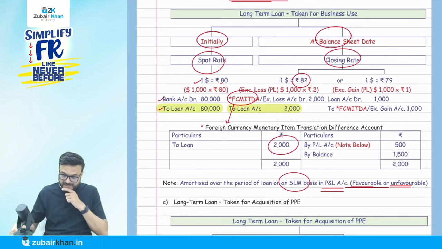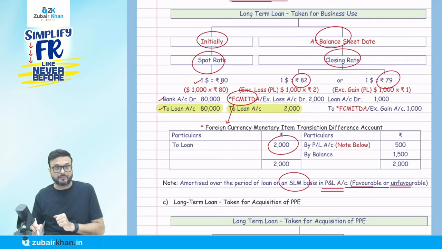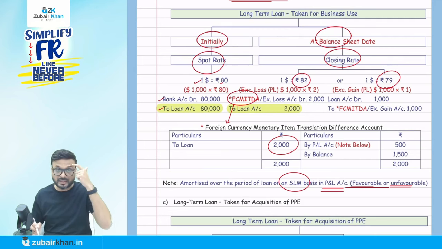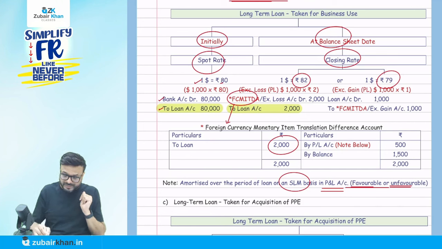But okay, let's change the situation. Suppose the exchange rate on the balance sheet date is 79. Now, initially I was liable to pay a loan of 80,000. Now the exchange rate is 79, so I am liable to pay 79,000 because we took a loan of $1,000. So a decrease in liability should be debited.